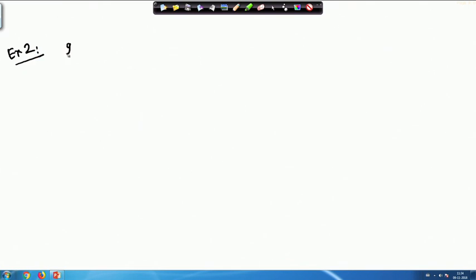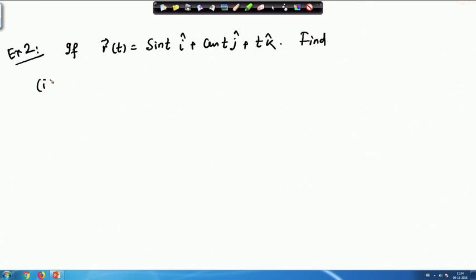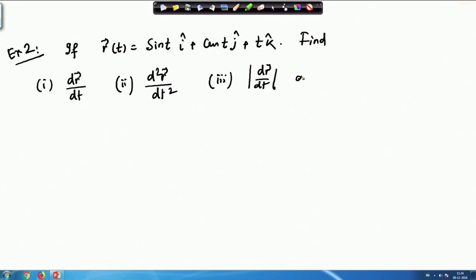So, suppose r(t) equals sin t i plus cos t j plus t k, then find dr/dt, d²r/dt², mod of dr/dt, and mod of d²r/dt².